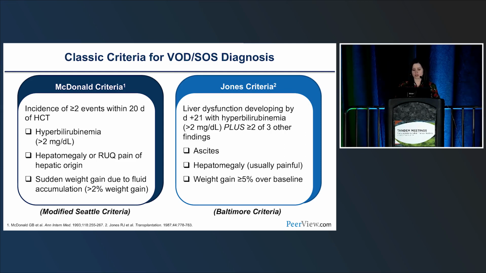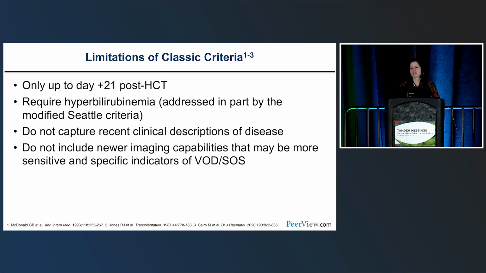This is contrasted with the Jones criteria that has a time limit of 21 days, and again, similar criteria. So limitations, really, as I've just mentioned, are one of them is that it's only up to day 21 post-transplant. It requires hyperbilirubinemia, which we know that there are cases of anicteric VOD. It doesn't capture recent clinical descriptions of VOD, and it doesn't include newer imaging that may be sensitive or specific indicators. I know at many centers you don't have VOD until you have ultrasound findings, and so I think trying to figure out how to balance that with the criteria has been challenging.